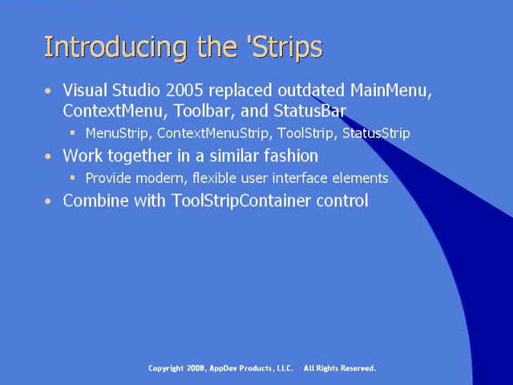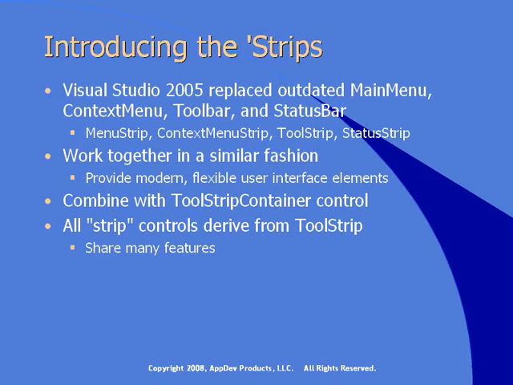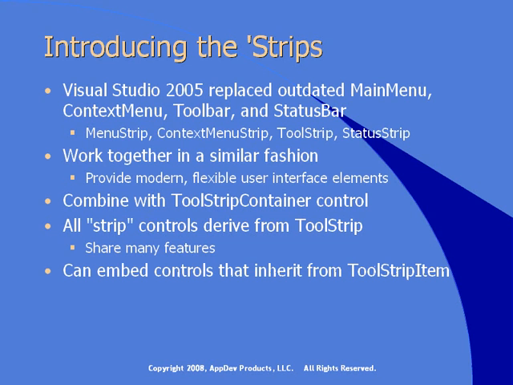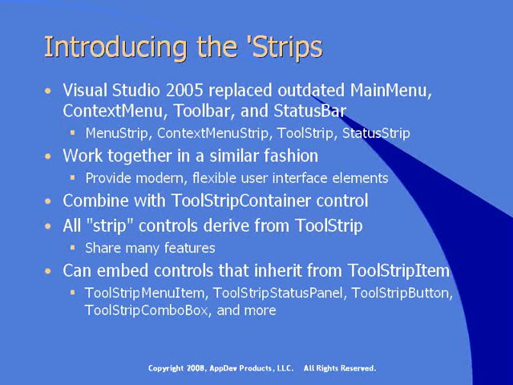They combine together with the tool strip container control that contains other strips and allows them to dock at the edges of forms and so on. All strip controls derive from the tool strip base class, so they share many features. And you can embed controls that inherit from toolstrip items, such as toolstrip menu item, toolstrip status panel, toolstrip button, toolstrip combo box, and many more. We'll look at some of these in this section.